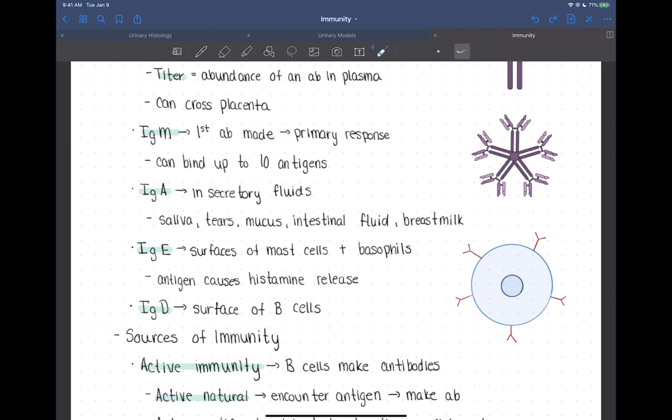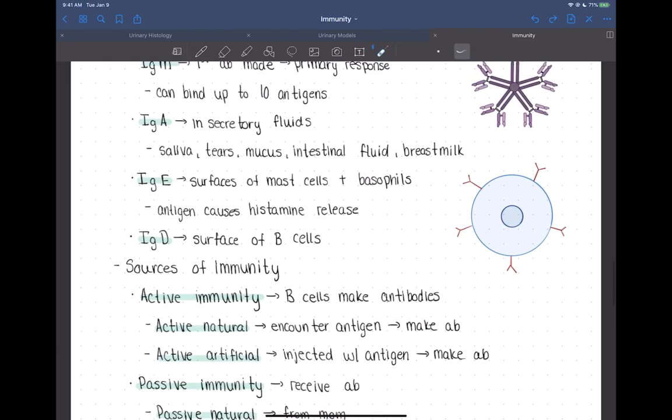All right. Then we have IgA. So IgA antibodies are found in secretory fluids in the body. That includes tears, mucus, intestinal fluids, and breast milk. So again, these could be passed on to a baby through breast milk. And they just help eliminate, you know, in the mouth or in the eye, that possibility of infection.